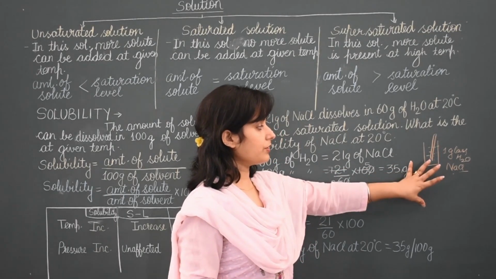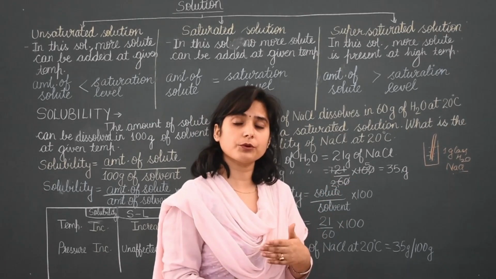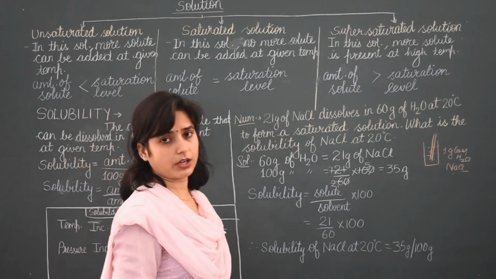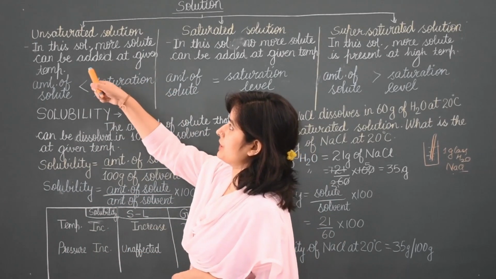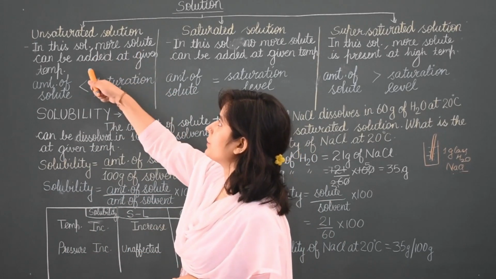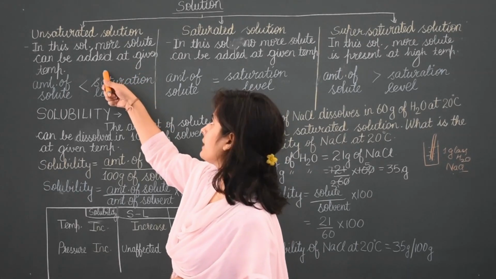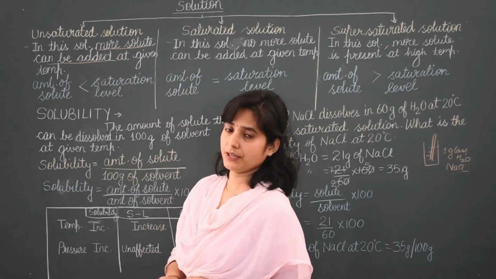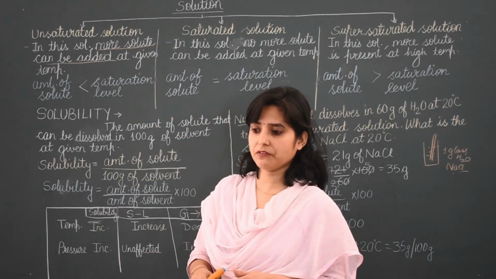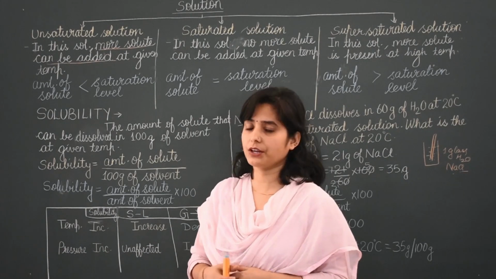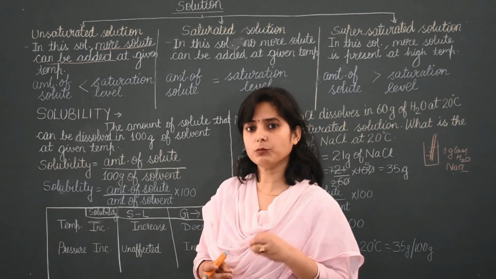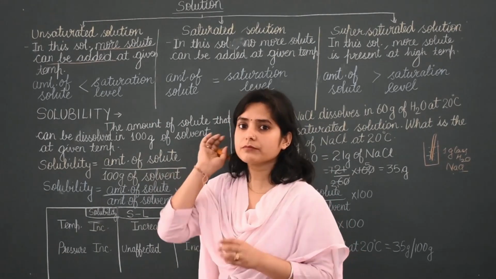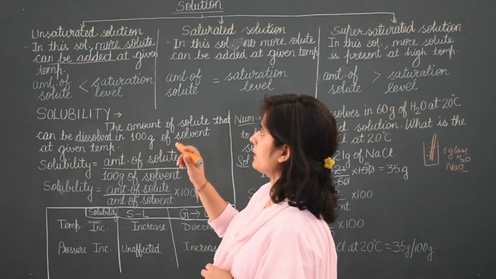So the solution in which we can add more and more solute is known as an unsaturated solution. So it is a definition. In this solution, more solute can be added at a given temperature. Given temperature means if we increase the temperature, diffusion increases and a larger amount of solute can be dissolved. So we are here taking only a fixed temperature.